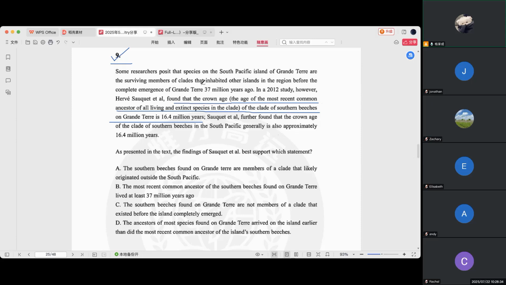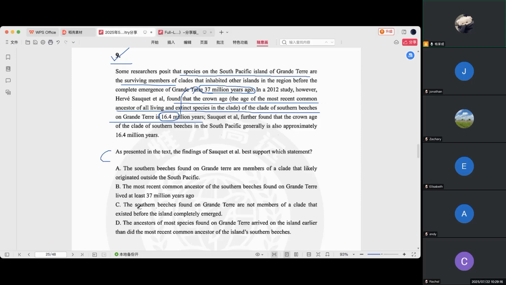And if you also read the first sentence, their initial hypothesis is that the species on the South Pacific island of Grande Terre are the surviving members of clades that inhabited other islands in the region before the complete emergence of the island 37 million years ago. If they did exist 37 million years ago, then the 16.4 million would be wrong. So here, this finding actually disproves the first hypothesis. And that's why option C would be the right answer.